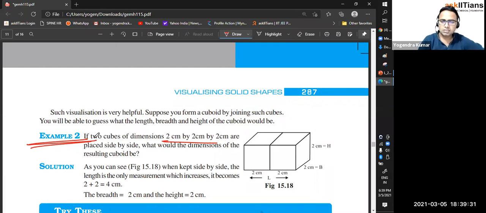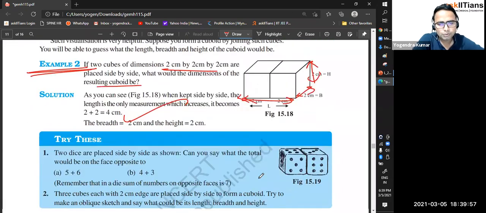Like this question: if 2 cubes of dimension 2 centimeter by 2 centimeter by 2 centimeter, so length is 2, width is 2, and height is also 2, are placed side by side, what would be the dimension of the resulting shape? You can observe length will be 4, width will be 2, and height will be 2, right? You can observe that easily. So only the length will be changing. I hope you are able to understand it.